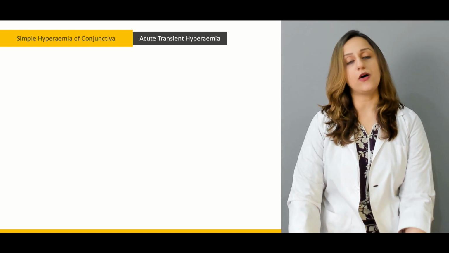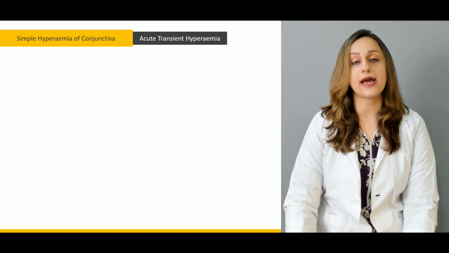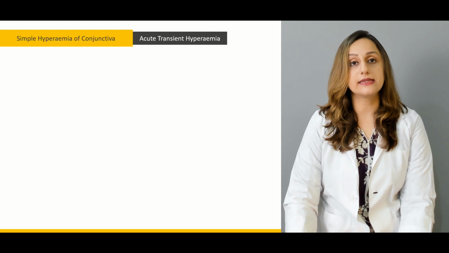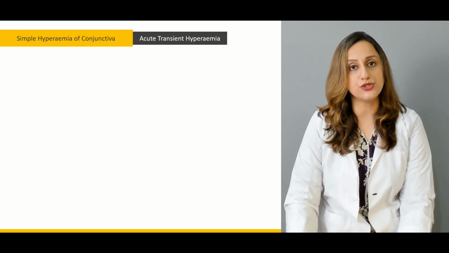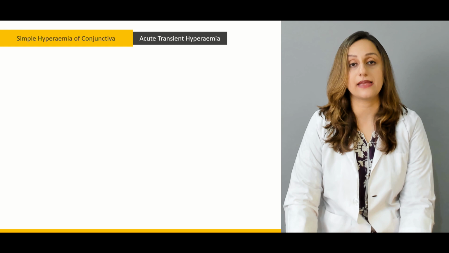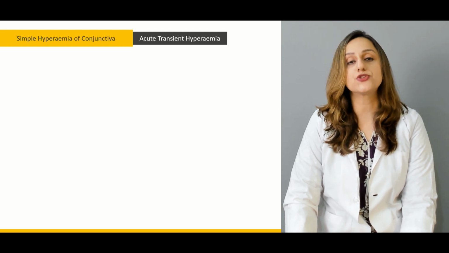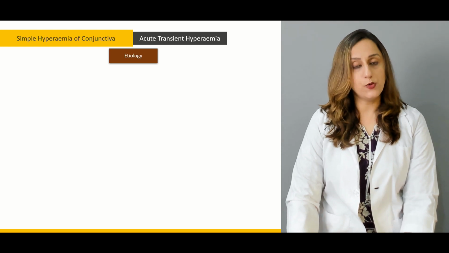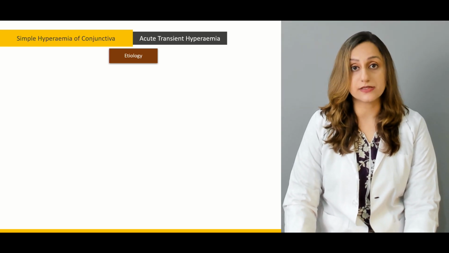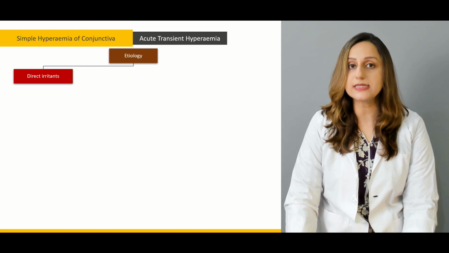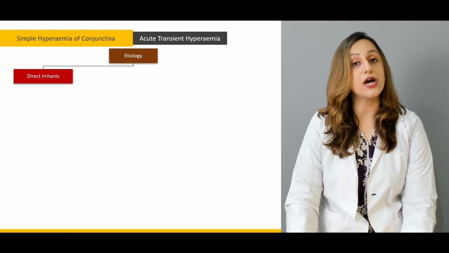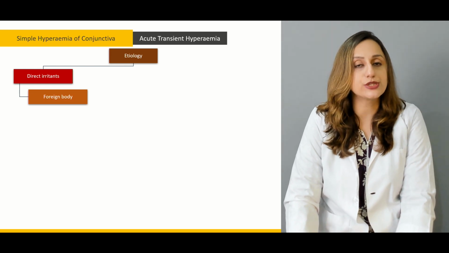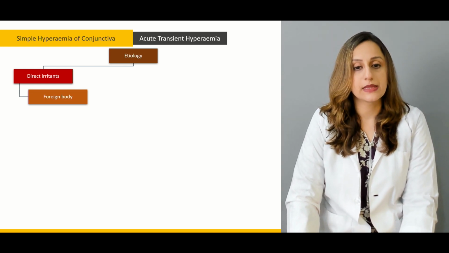One of the variants is the acute and transient hyperemia. It is not a chronic variety and has a very short duration, which is why it is named acute and transient hyperemia. When we look at the etiological factors for this transient hyperemia, we have the direct irritants in the environment, which can cause it.